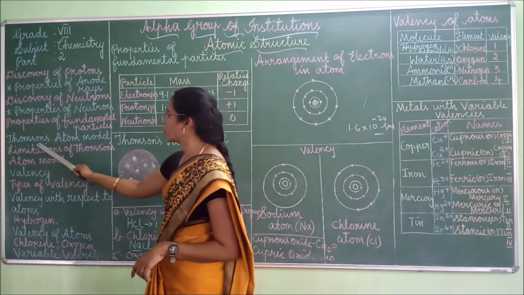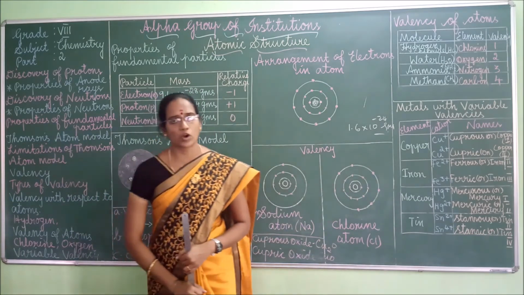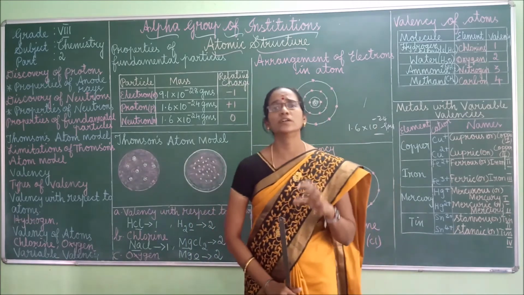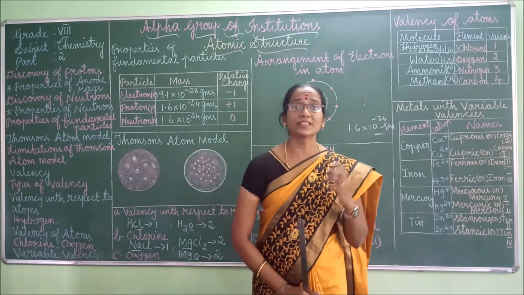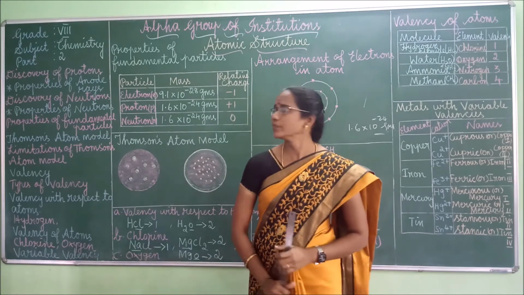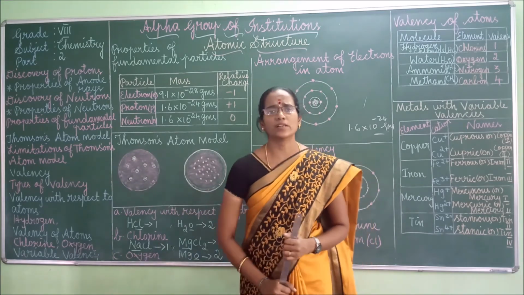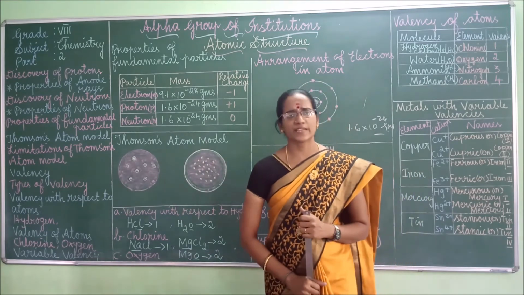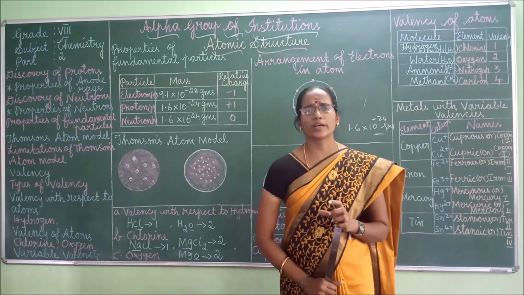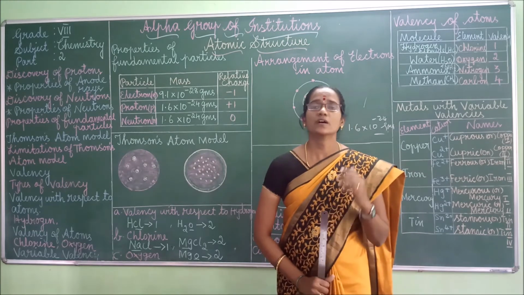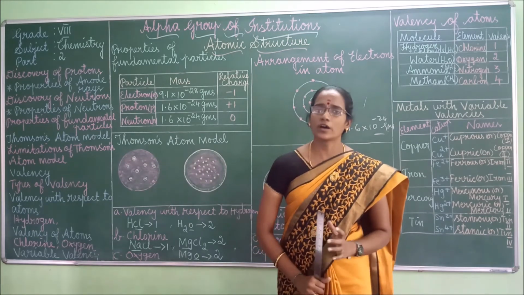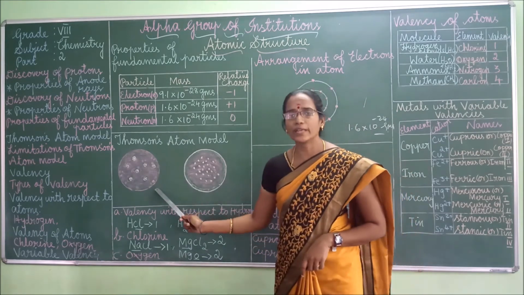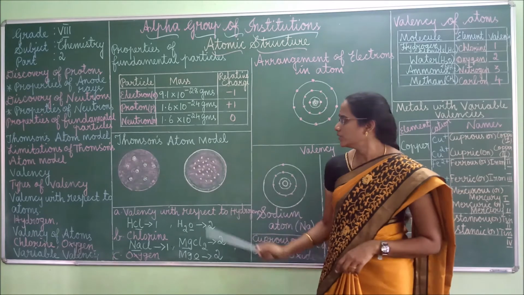Right. Next we can move to Thomson's atom model. Okay, so this is very important. When you go to higher classes, you will learn elaborately about Thomson's atomic model. Thomson's atom model is compared to a watermelon. Otherwise, we can say Thomson's atom model is called the plum pudding model or watermelon model. Okay, so look at this one. This is the plum pudding model and watermelon model.